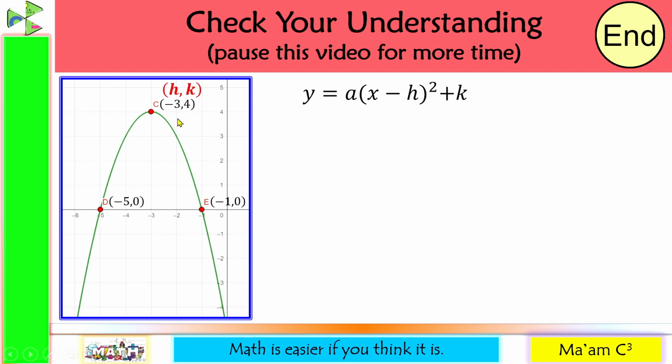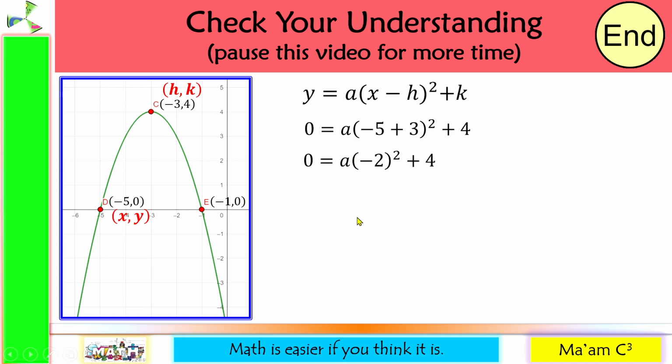Vertex is h, k. And then I'm going to choose one point from my x-intercepts. Let me choose this one and label it as x, y. So my y is equal to 0. I do not have the a yet, so equals a. And then my x is equal to -5 minus h, so minus -3. It will become +3, quantity squared, plus k, so plus 4. -5 plus 3 is -2. -2 squared is +4, times a will give me 4a.